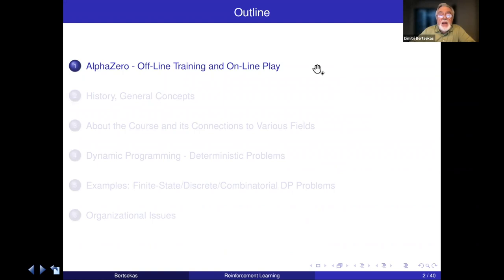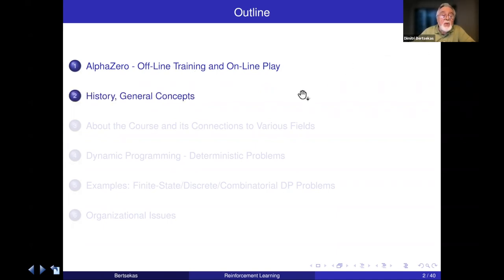Here's the outline. I'm going to start with the AlphaZero program and other later programs. AlphaZero is a famous program that plays chess and creates a lot of enthusiasm about the prospects of reinforcement learning. I'd like to focus in particular on the two components of the algorithmic design in AlphaZero and related programs: the offline training algorithm and the online play algorithm, the one that we use online to play. The training algorithm is a preparatory phase where the architecture is trained with data.